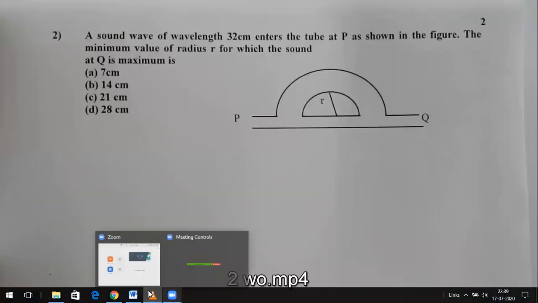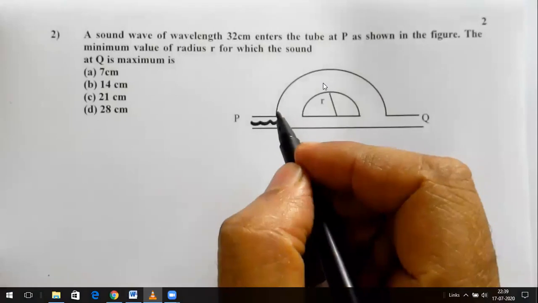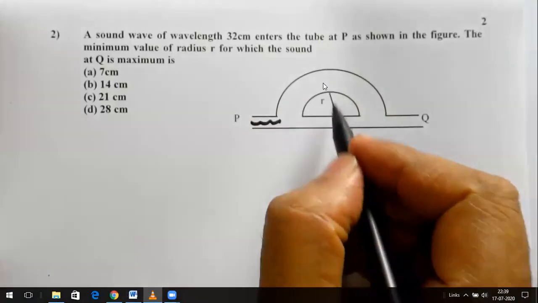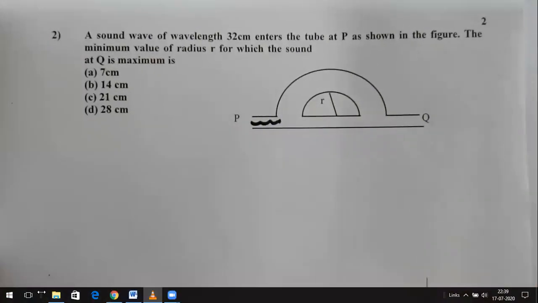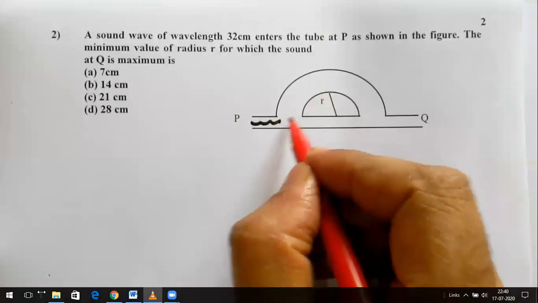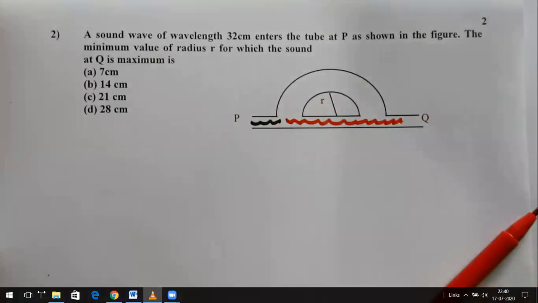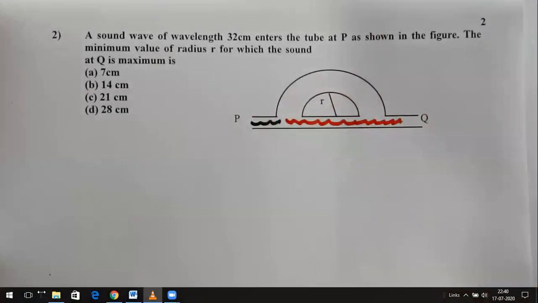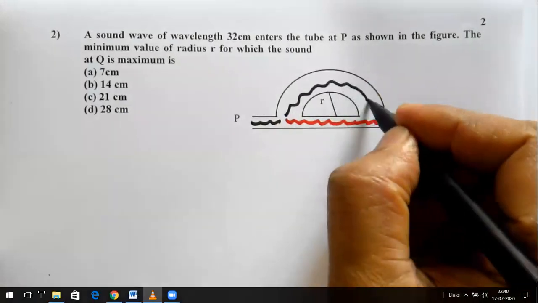A sound wave of wavelength 32 centimeter enters the tube at P as shown in the figure. So here it enters, and the question is the minimum value of the radius for which the sound at Q is maximum. Now the problem is like this. When the sound enters here, it finds two paths. So it splits into two parts. One part moves straight like this, and another part of the wave moves through the semicircular path and meets the other one here.